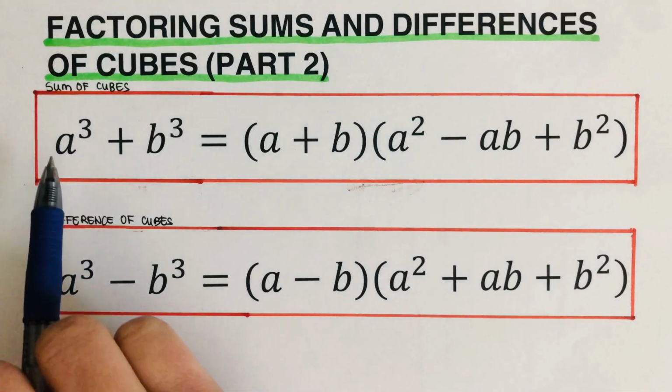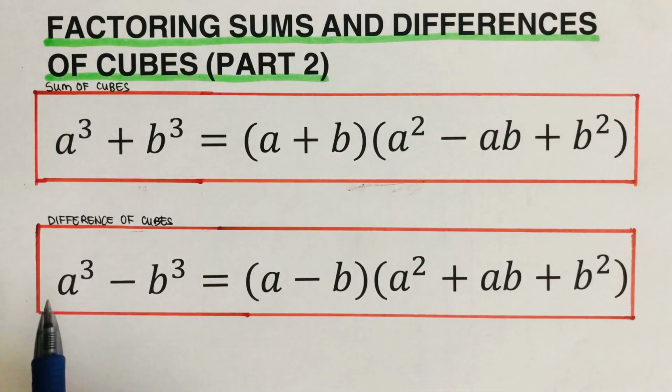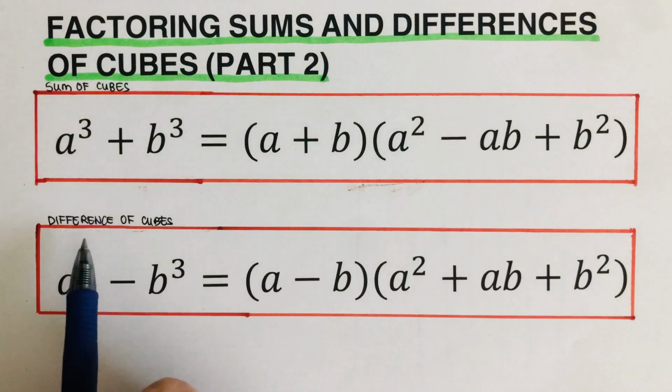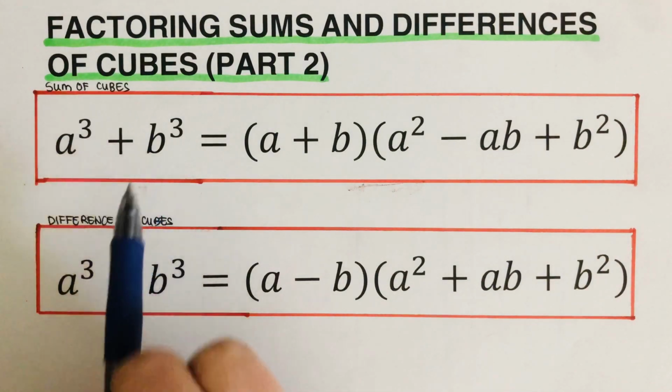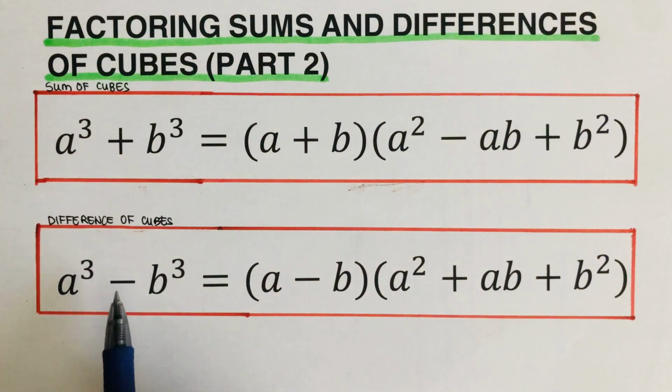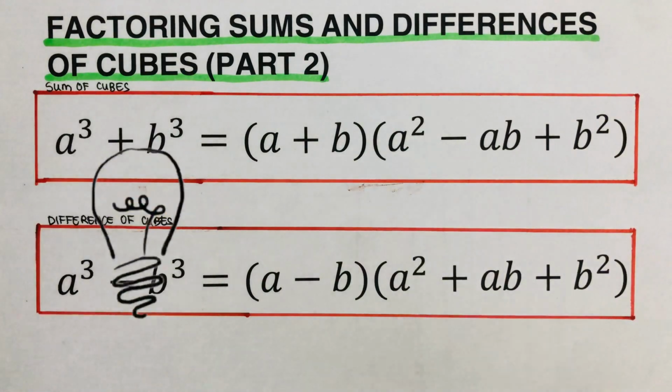So the first formula that is inside the box right here is for sum of cubes, and the second formula right here is for the difference of cubes. Sum of cubes because it's a plus in between these two terms, and difference of cubes because it's a minus between these two terms. Now, there is a trick so that we can remember this formula pretty quick.